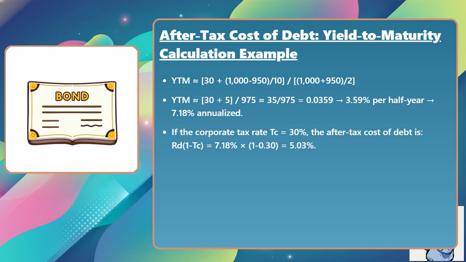If the corporate tax rate TC equals 30%, the after-tax cost of debt is RD open bracket 1 minus TC close bracket equals 7.18% times open bracket 1 minus 0.30 close bracket equals 5.03%. This is the figure that goes into the WACC equation.